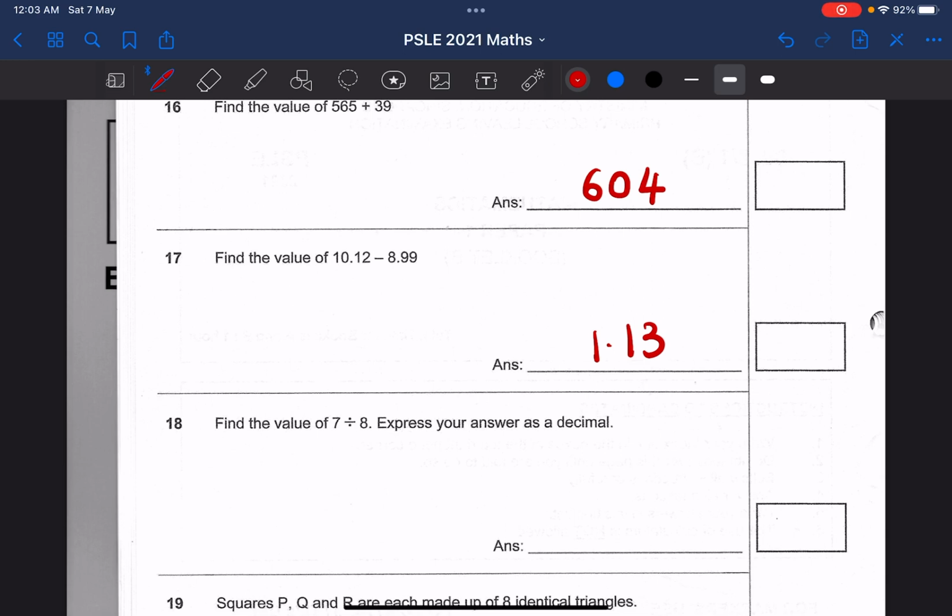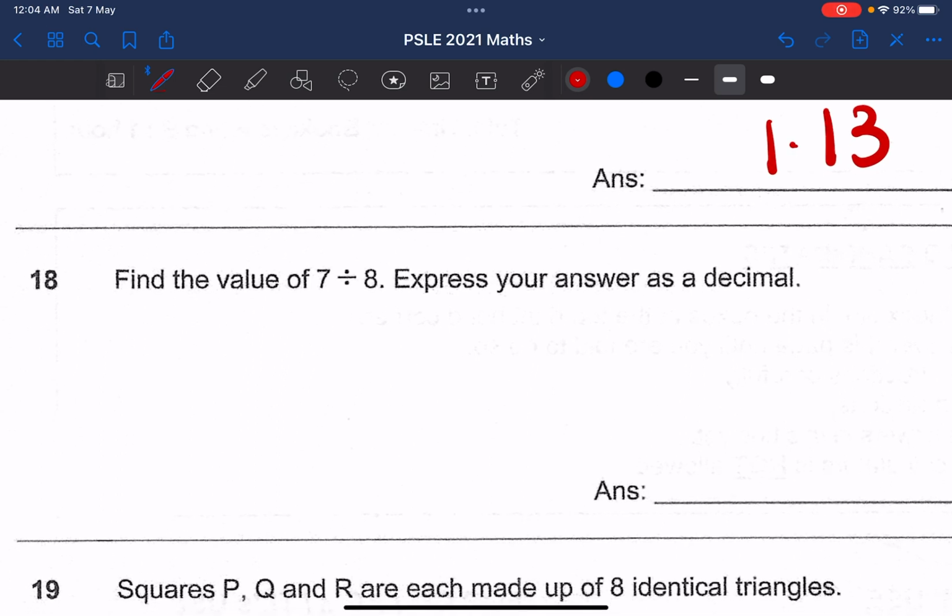Alright, now 7 divided by 8. So we do a very quick revision. 7 divided by 8, that's how you read it, right? 7, you read the 7 first before you read the 8. So when you do your long division, same thing, since you read the 7, let the 7 go into the house first. And let the 8 be outside, since the 8 came last. Alright, so let's do our division proper.